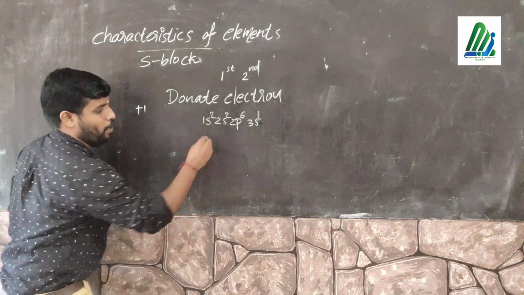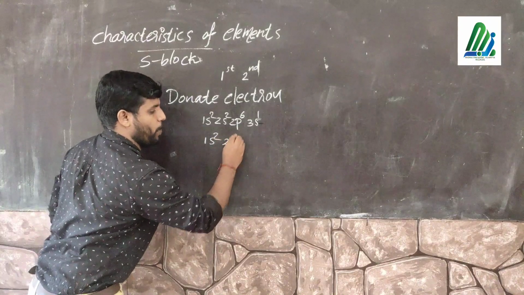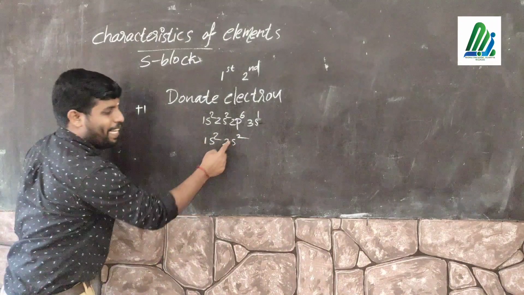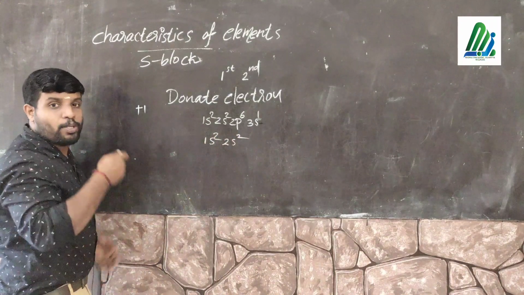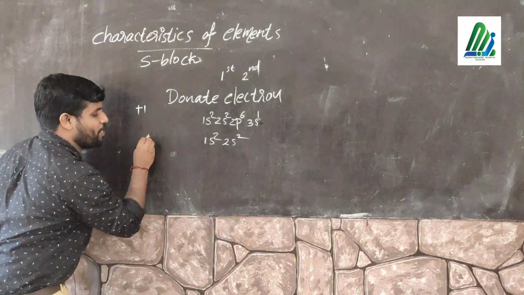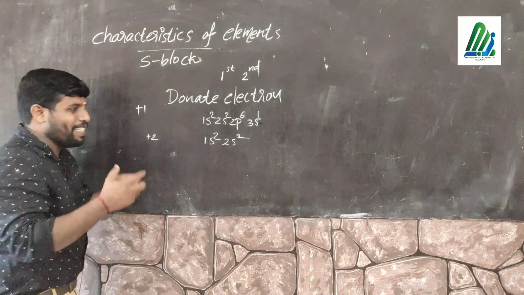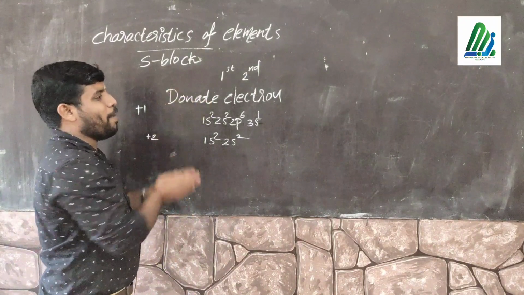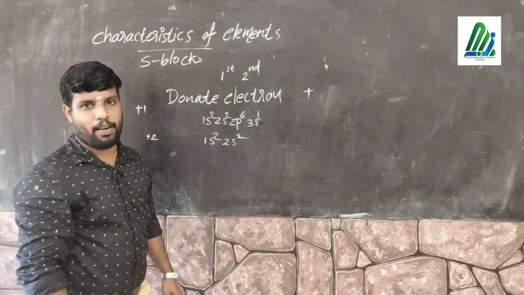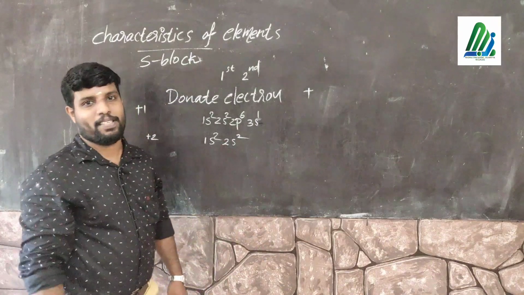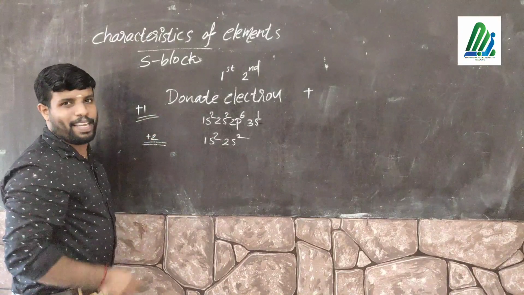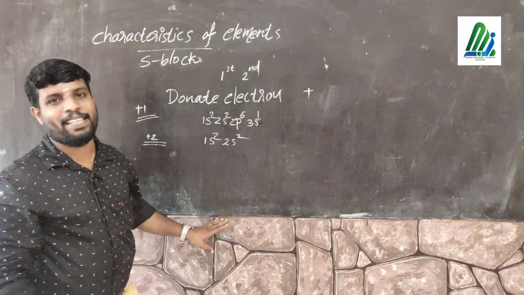Then for the second group element, for example, 1s2, 2s2 is an S block element in group number 2. The valence shell, the second shell, contains 2 electrons. So at the time of a chemical reaction, they will donate the 2 electrons. That's why their oxidation state will be +2. So we can generalize this idea: S block elements have a fixed, positive oxidation number. For first group elements it is +1, and for second group elements it is +2.